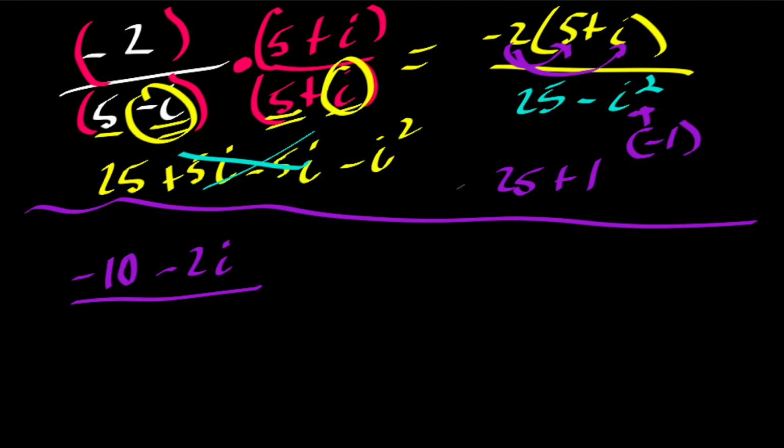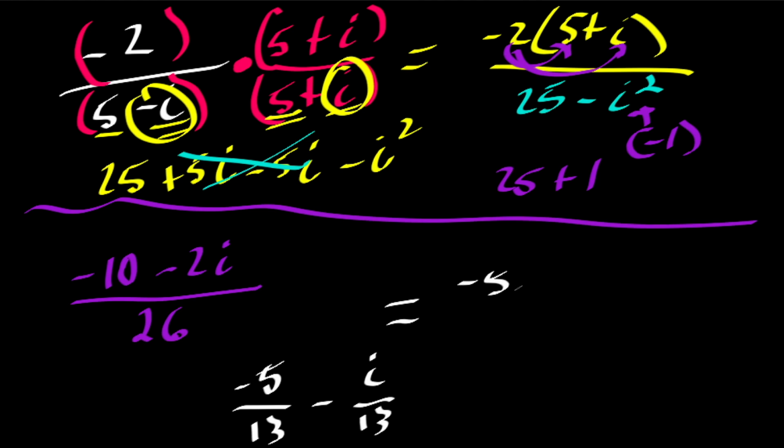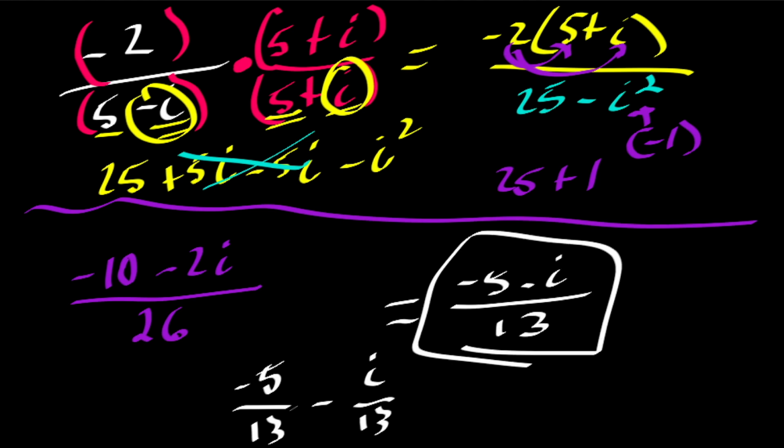And now this one's a little bit harder to break down, but let's just see if we can. Negative 10 over 26 would give me negative 5 over 13, minus 2i over 26 would give me i over 13, because it would just be 1 over 13. So this would give me negative 5 minus i over 13. And that would be my answer.